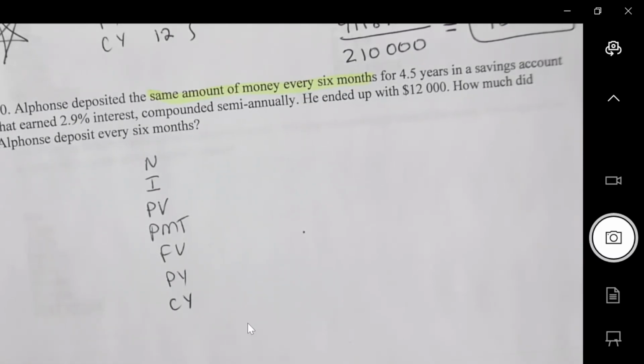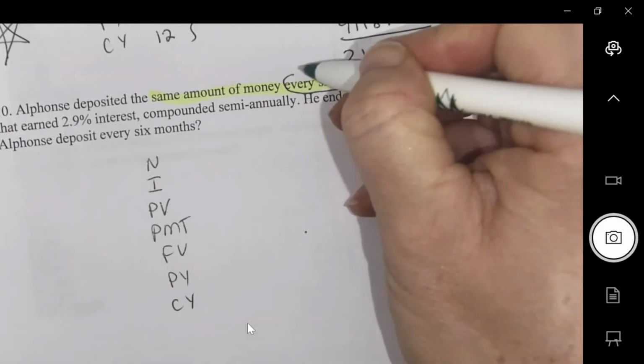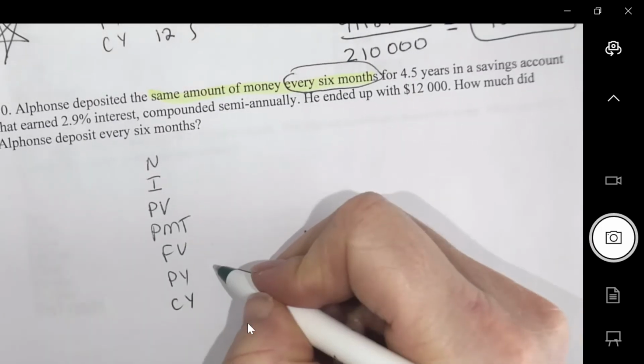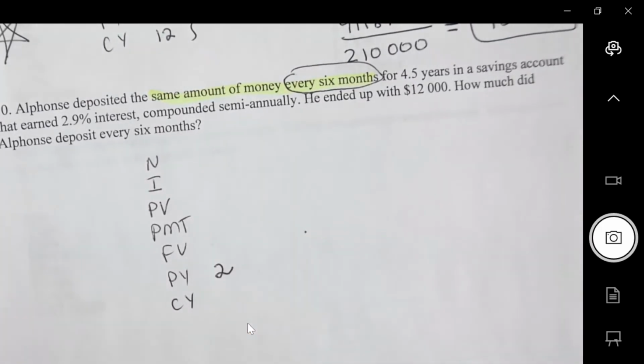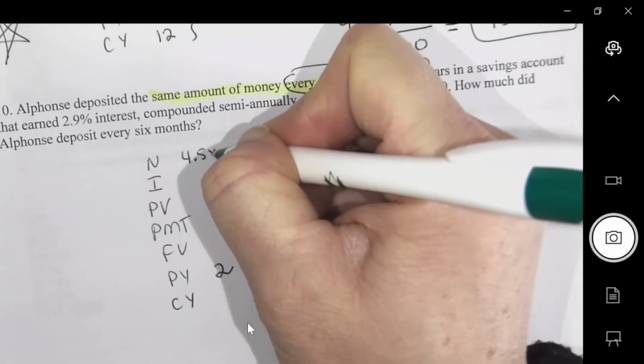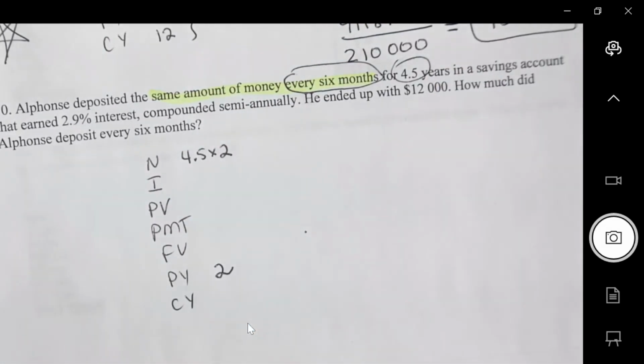Okay, here we go. Deposited the same amount of money. Every 6 months you're depositing money, so payments per year is 2. I'm going to do that twice. You're doing this for 4.5 years, so the N is 4.5 times 2, twice a year.